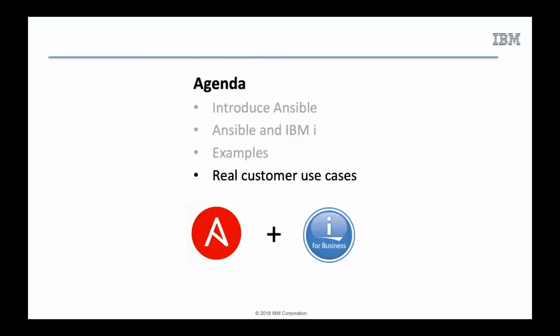Okay, so the last part is some real customer use cases. As I mentioned, I had a lot of interlocks with different IBM customers during the development of Ansible support. The main purpose was to get their requirements and understand their use cases and so on. Here, I just selected 5 use cases, which I think you could find value in.